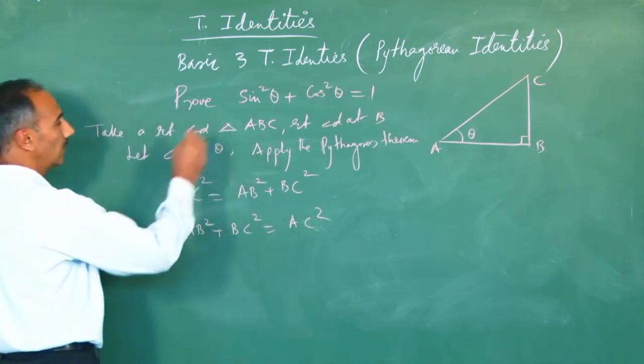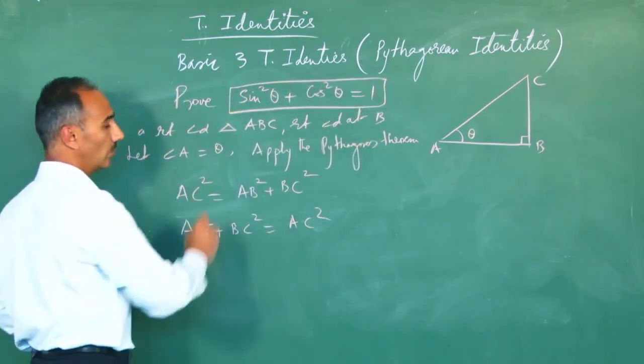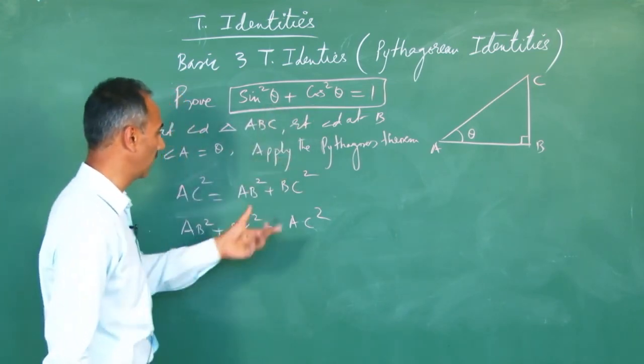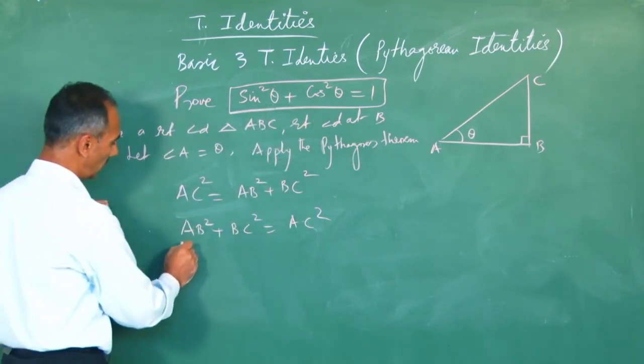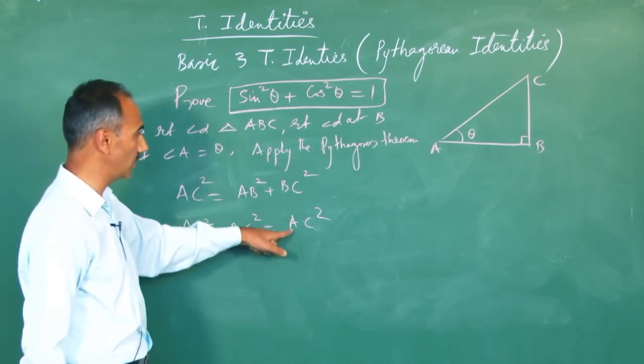Because if I observe the equation that I have to prove, on the left hand side I have a sum of two terms. There's a sum on the left hand side. That's why I reverse it. Now I do have a sum on the left hand side. AB square plus BC square is AC square.